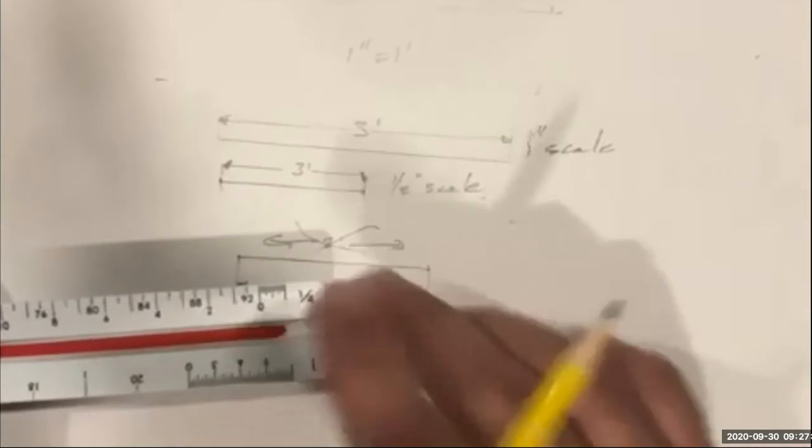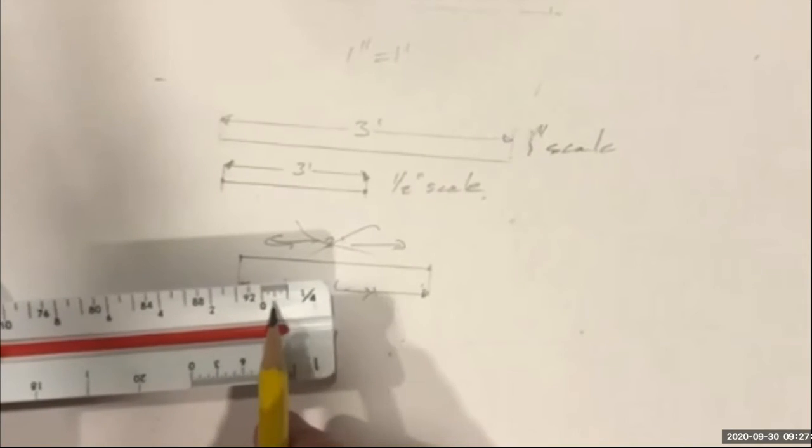So let's flip things around to the 1/4 inch scale. So the 1/4 inch scale is even smaller. It's smaller by, well, half from that again. Let me just get another piece of paper, John.